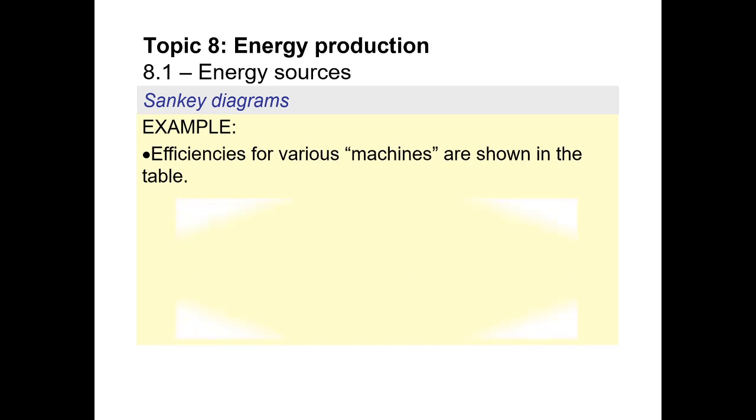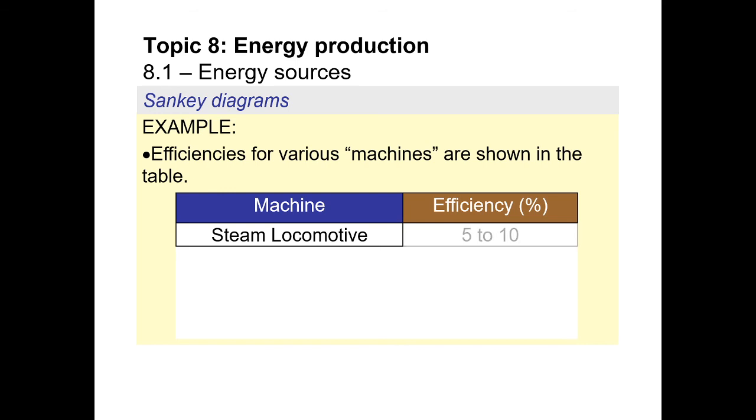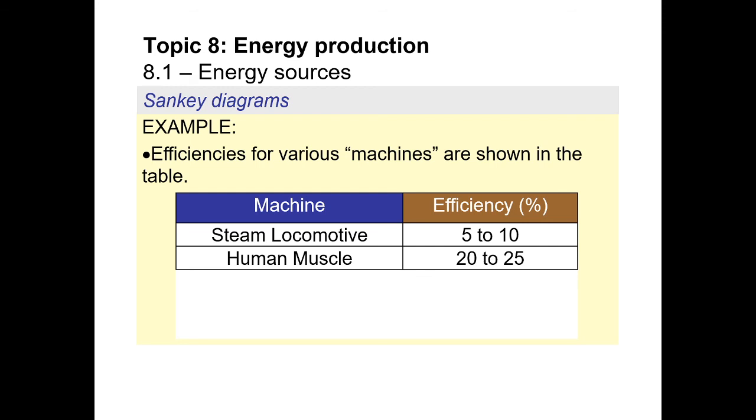Okay, let's look at some efficiencies of various machines. Steam locomotive, 5 to 10% efficient, not that efficient. Human muscle, 20 to 25% efficient. Okay, we'll look at what that means in the next slide, but with reference to other organisms. Automobile, less than 25%, that's what we were just talking about.